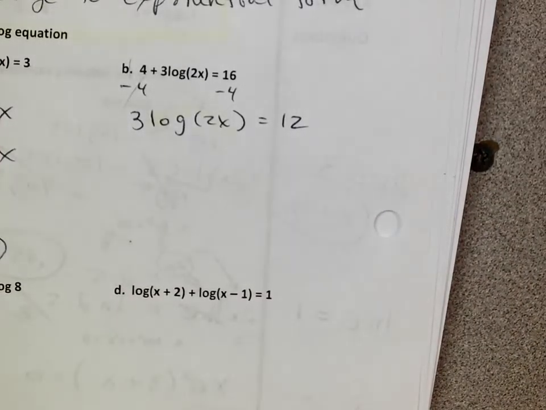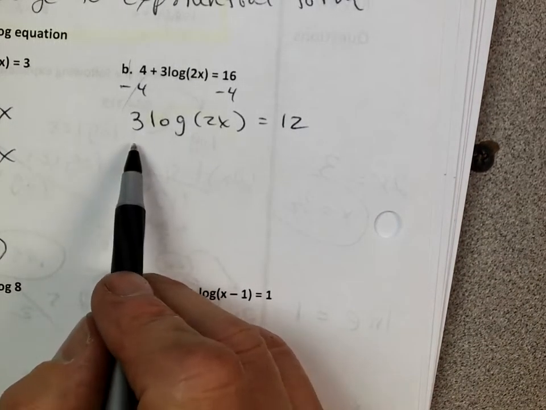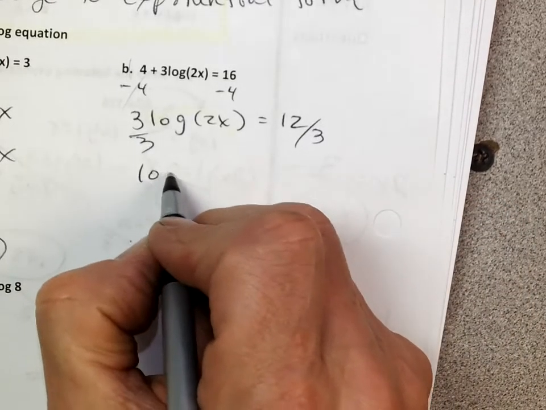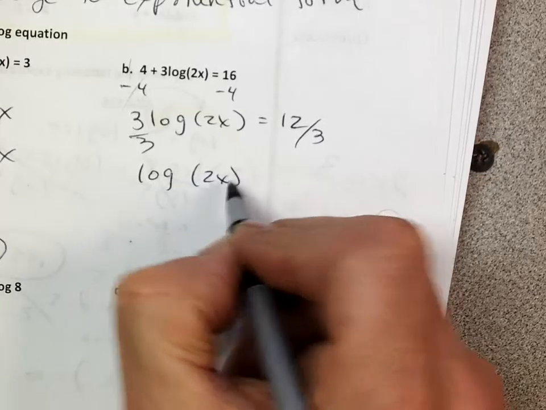Okay, how's that? Let's get rid of this 3. That's kind of annoying too, huh? Divide by 3, divide by 3. I've got log of 2x equals 4.